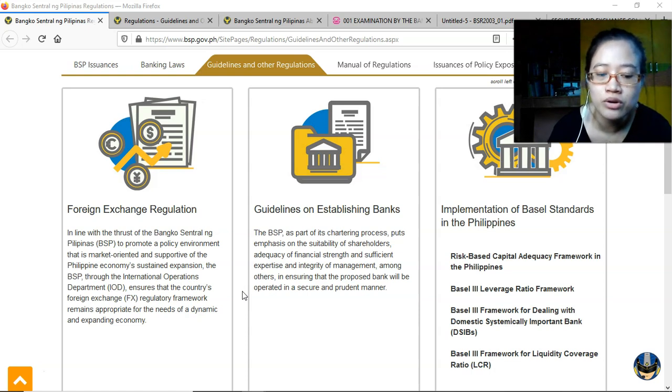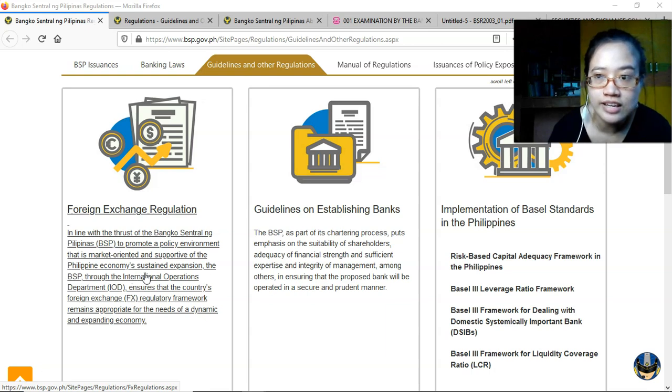So every trading day, the BSP determines the current foreign exchange rates to the other currencies. In line with the thrust of the BSP to promote a policy environment that is market-oriented and supportive of the Philippine economy's sustained expansion, the BSP, through the International Operations Department, ensures that the country's foreign exchange regulatory framework remains appropriate for the needs of a dynamic and expanding economy.